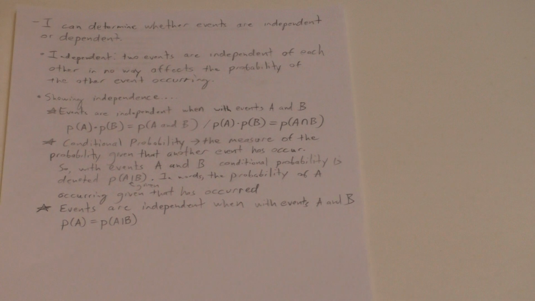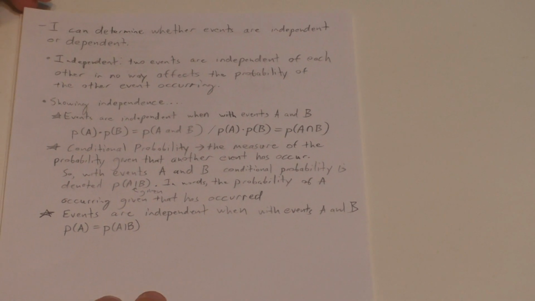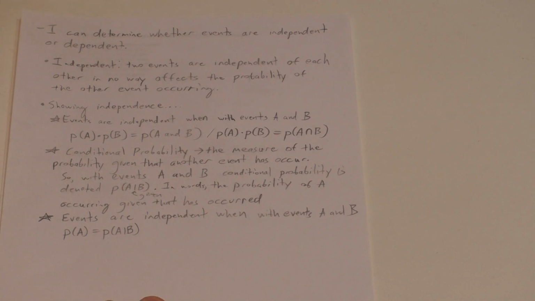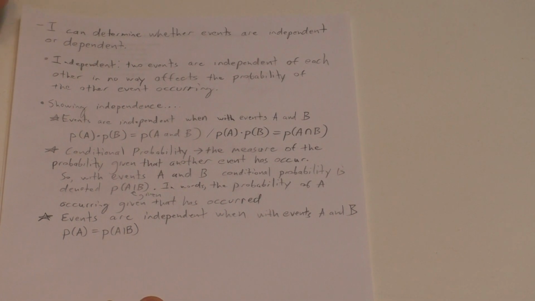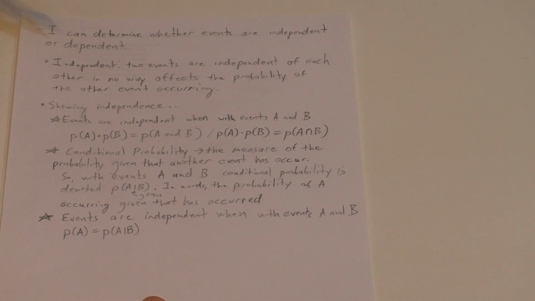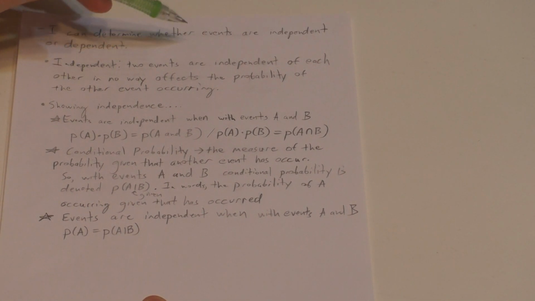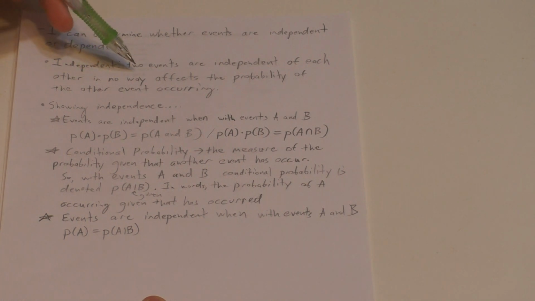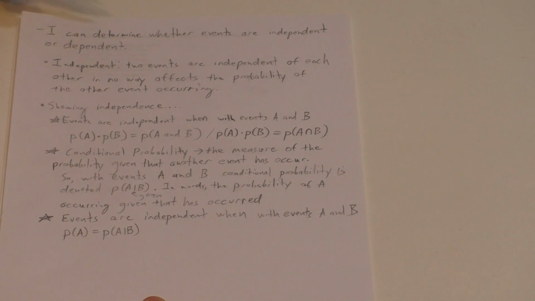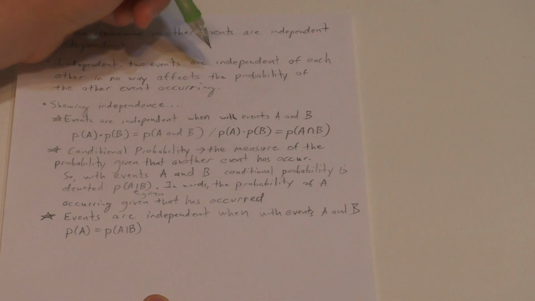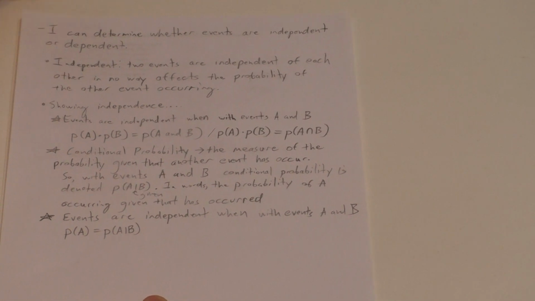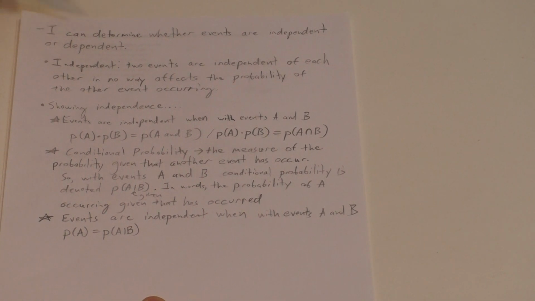Guys, Mr. Gibson. I'll show you how you can determine whether events are independent or dependent of each other. Dependent is just the opposite of independent, so I'll give you the definition of independent. Two events are independent of each other if in no way one event affects the probability of the other event occurring. It's dependent if one event affects the other event from occurring. So that's just a basic definition that we've gone over in class.